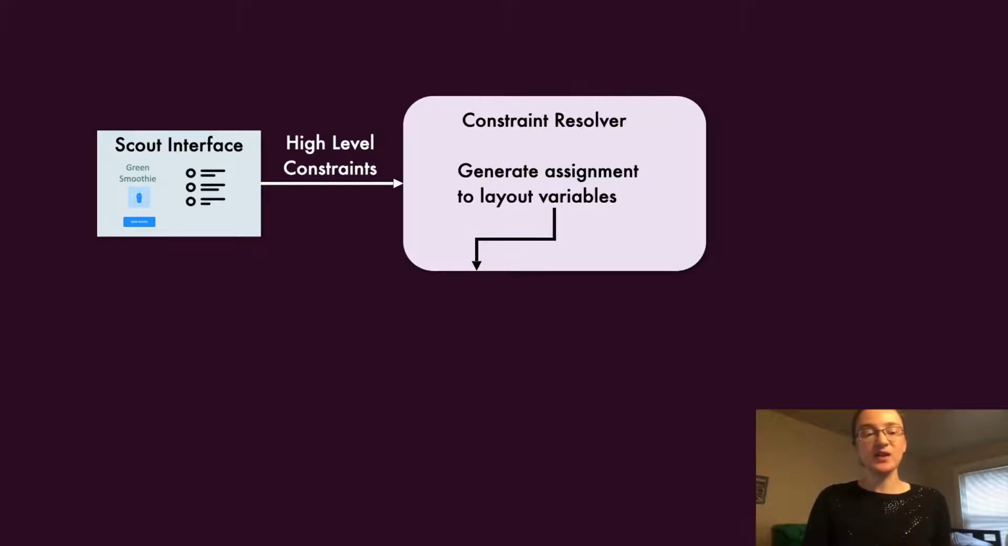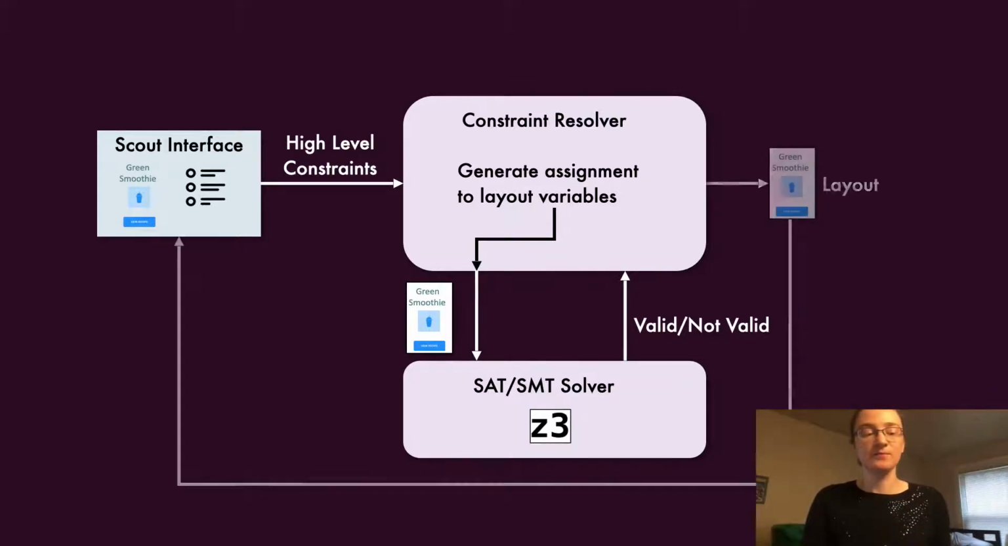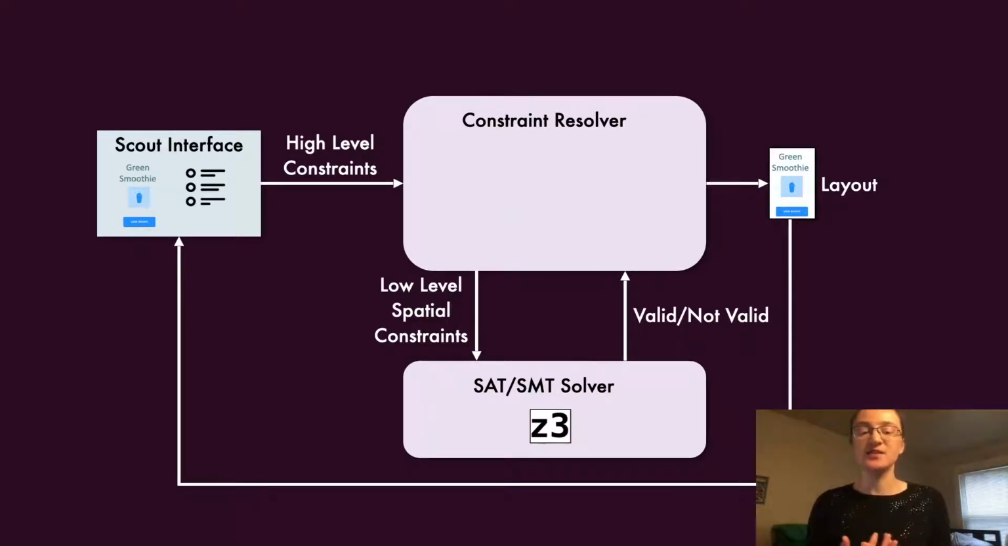And then the constraint solver will iteratively check these assignments against a set of low-level spatial constraints encoded into an SMT solver called Z3, and that returns whether the layout is valid with respect to the designer's high-level constraints and a set of basic design quality constraints. These layouts then go back into the Scout interface. The constraint resolver consists of a full set of constraint formalizations, which we implemented to translate between the designer's high-level constraints and the low-level spatial constraints required by the solver.